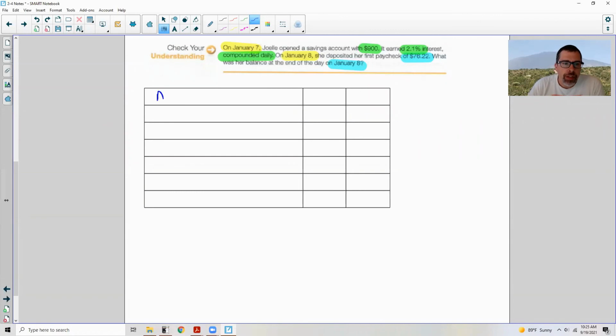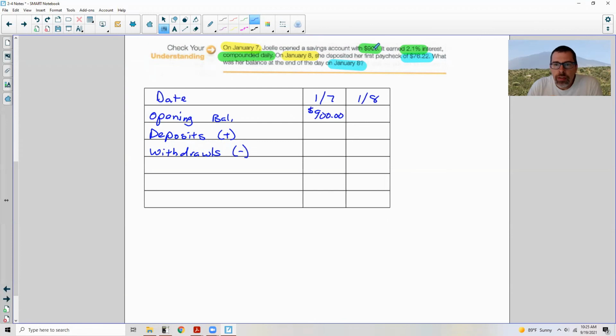Okay, so we're just going to do the same thing here, date, January 7th and January 8th. And then we had opening balance, and the opening balance was $900. Okay, and then we're going to do deposits, and those are positive, and we're going to do withdrawals, and those are minus.